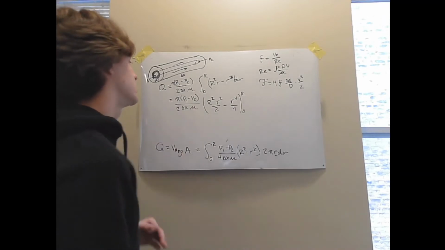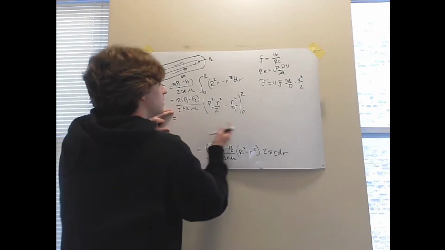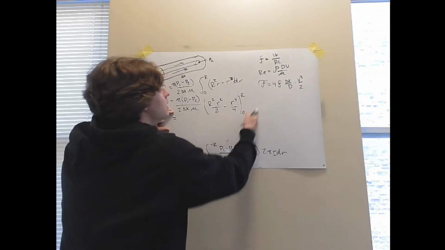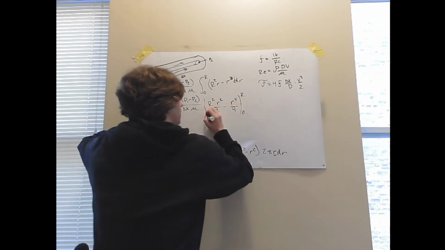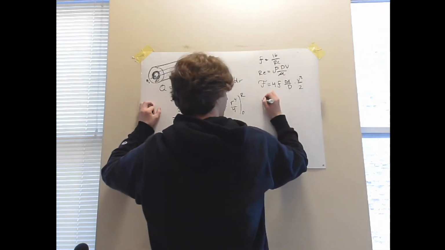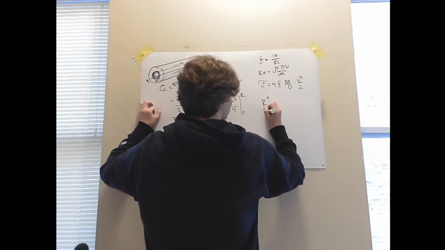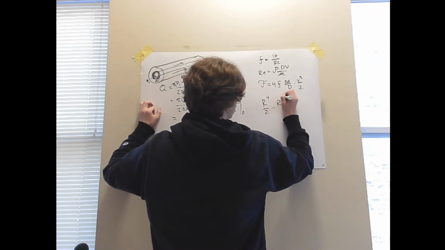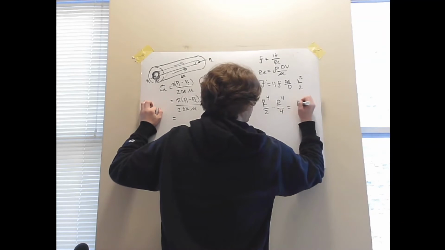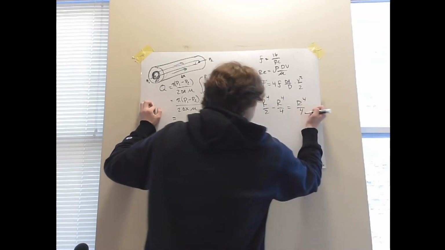And so once we plug in our bounds of integration, anything where we plug in 0, both of these terms are going to go to 0, and then when we plug in r, we'll have big R to the 4th over 2 minus big R to the 4th over 4, which is going to leave us with big R to the 4th over 4.